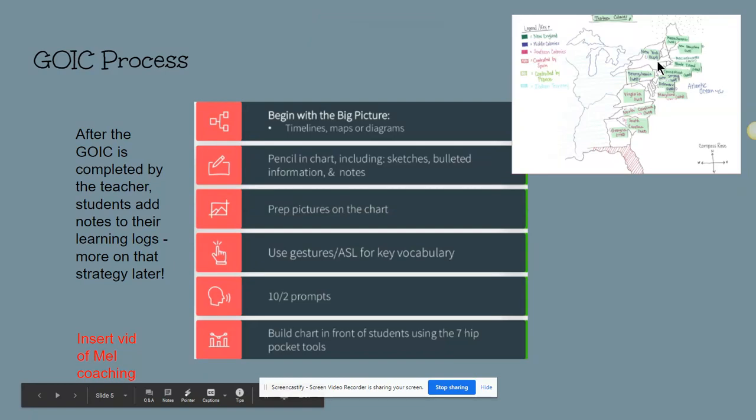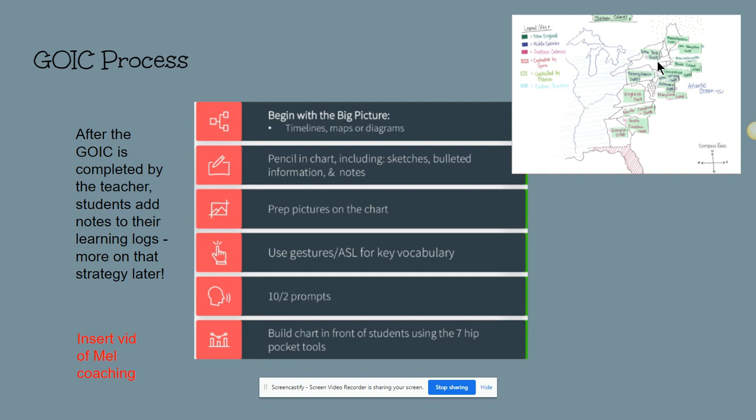The Graphic Organizer Input Chart, or GOIC, is the first step in the Give Me 5 process. And it's the first step because it really gives students a big picture idea of the entire unit. And it becomes a living anchor chart that you and your students can refer back to during the entirety of the unit.